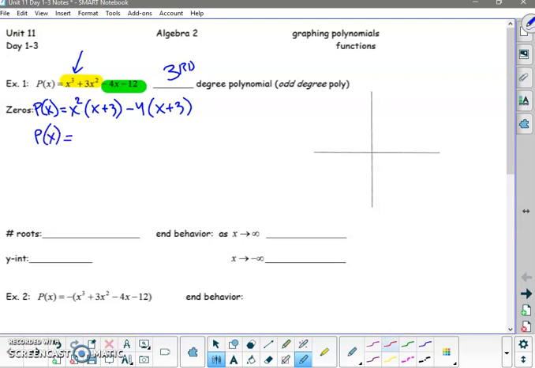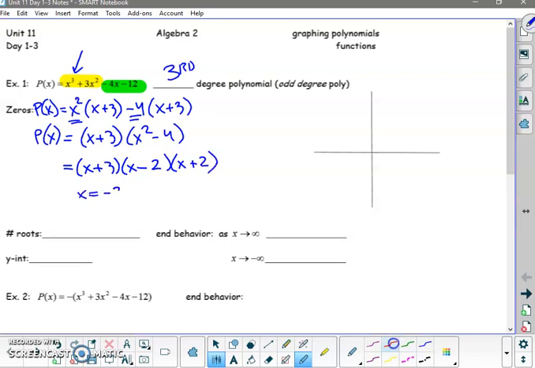Now what we can do is take out that x plus 3, and what's left is going to be the x squared minus 4. And from there we can factor that into x plus 2 and x minus 2. Okay, so looking at this, our roots are going to be -3 and plus or minus 2.